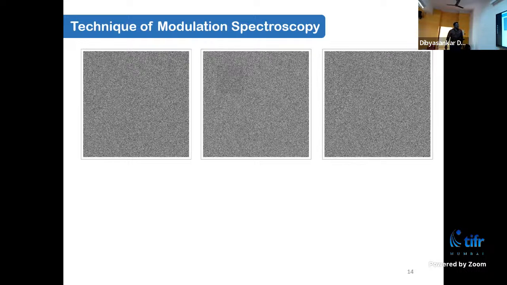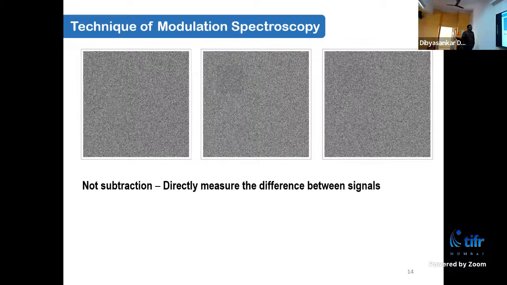But now I'll show you a picture. Is there any doubt whether there is a square or not? Everyone can see the square. There's no problem. But here it took at least 30 seconds to detect that. Here it is immediate, anyone will say there is a square. So this is the technique I have used. This is called modulation spectroscopy, or modulation technique in general.